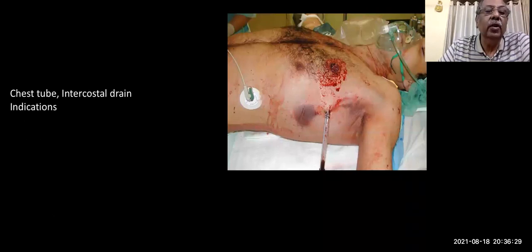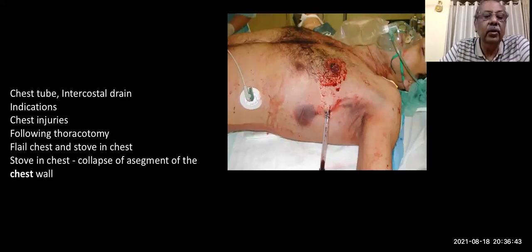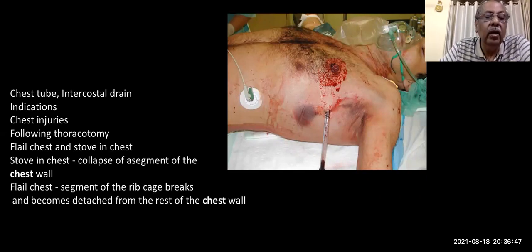This is chest tube with intercostal drain. You should know the indications are for chest injuries following thoracostomy. And another question that is commonly asked: what is flail chest and what is stove-in chest, which you should read. Stove-in chest is the collapse of a segment of the chest wall, while flail chest is when a segment of the rib cage breaks and becomes detached from the rest of the chest wall.